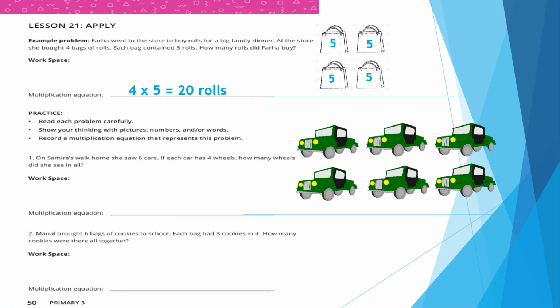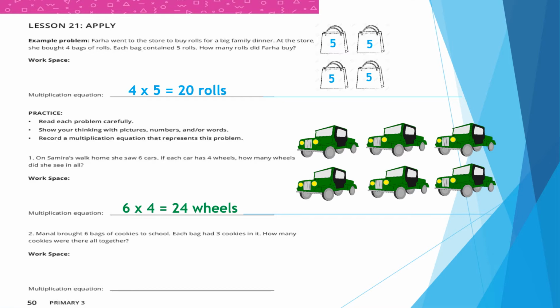Don't say "in all" means addition. No, no. Read carefully. We have 6 cars. Each one contains 4. So 4, that's 4 wheels, repeated 6 times. So 6 times 4 equals what? 24. 24 what? He is asking me what? How many wheels? So it's 24 wheels.